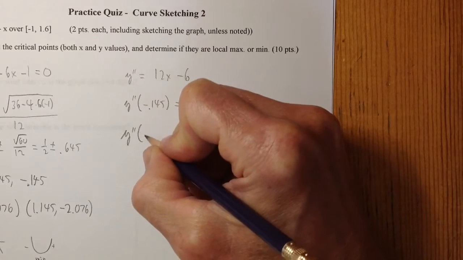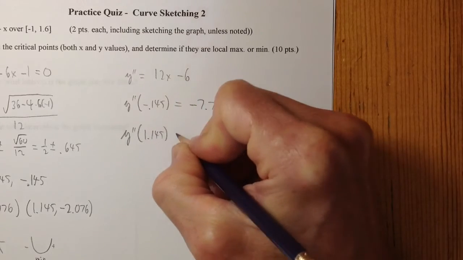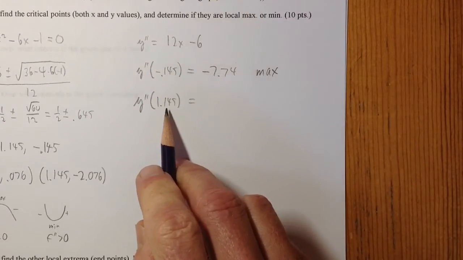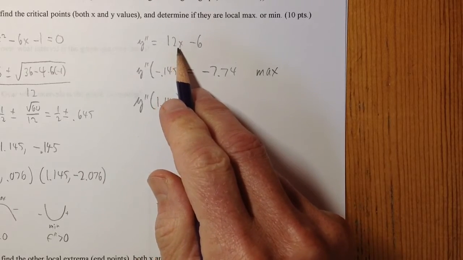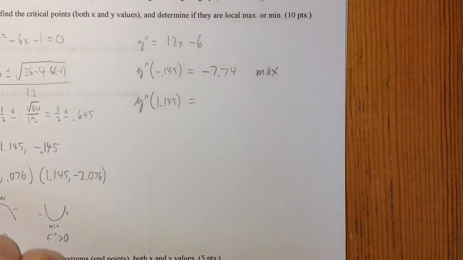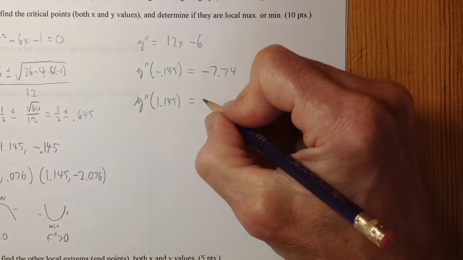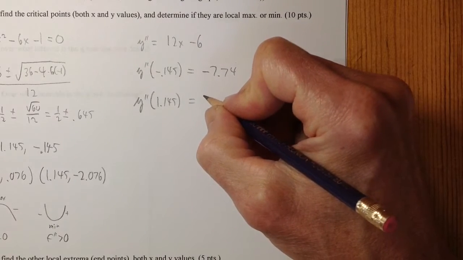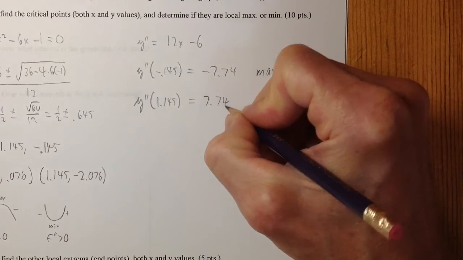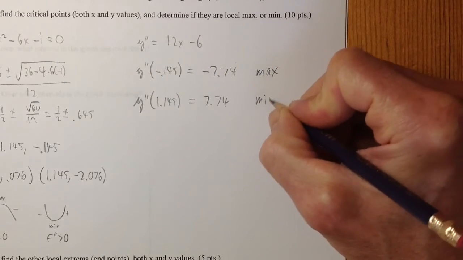Plug in 1.145. So 12 times 1.145 is going to be bigger than 12. Minus 6 is clearly going to be positive. I'll do it just for the heck of it. Minus 6, I get, oh wow, 7.74. Yeah, well, it makes sense. And we know that that's a minimum.